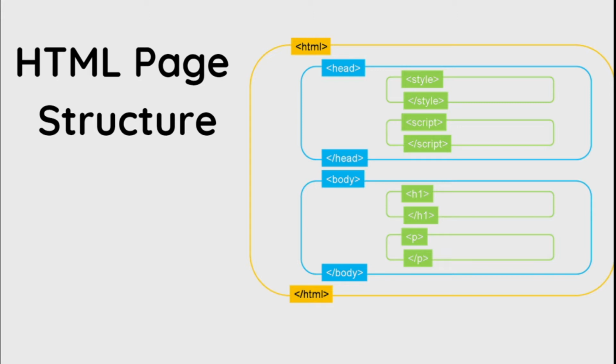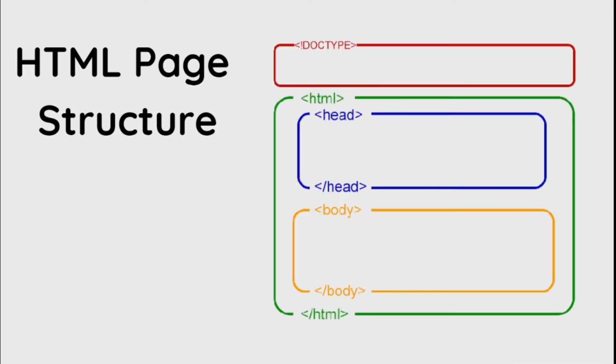Now, the HTML page structure. You can see right here that for the page structure, we start with our HTML, and this HTML has an opening HTML and also a closing HTML. Then we have the head. This head has an opening and closing, and then we have the styles and scripts. In the body, we also have an opening body and closing body, and we can have our H1s and P tags. We're going to explain all this soon in the video.